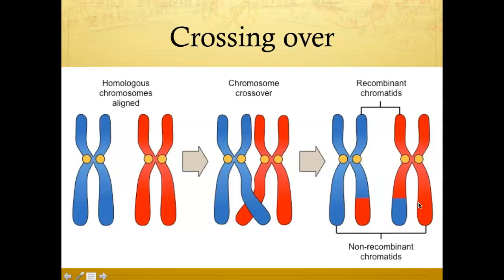This is important for creating genetic variety in your gametes. So this is why you and your siblings don't look identical. You have this recombination of genetic information happening in the gametes. Keep in mind, crossing over is going to happen in prophase I of meiosis I.